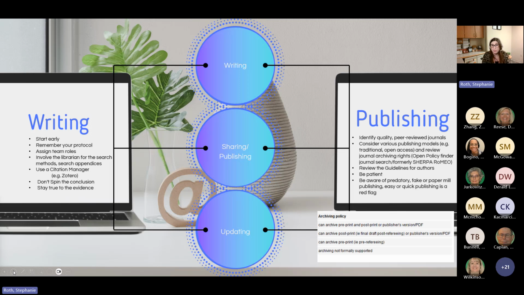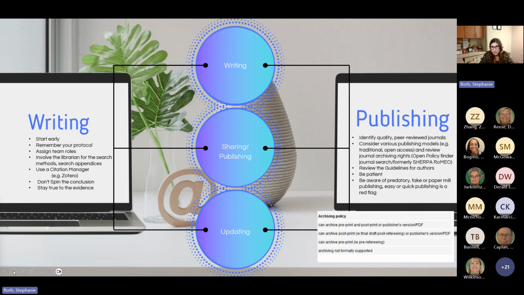And then the librarian would be writing a search methods section for you as a co-author, so you don't have to worry about that part, and then providing the search appendices. Just to make sure you stay true to the evidence, don't try to spin the conclusion so it works in your favor. Don't try to spin the results of the meta-analysis. Just report and be honest about what your approach was throughout the review, what your methods were, and then what you found at the very end. As long as you stay true to all of that, you should be fine.